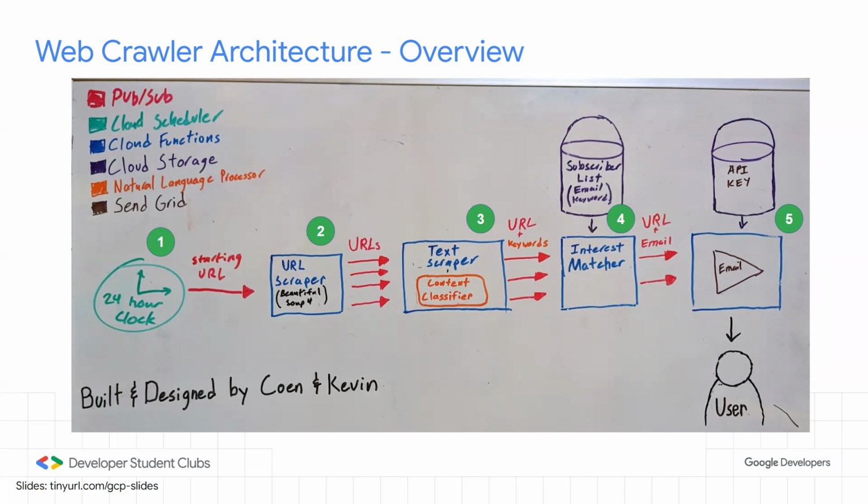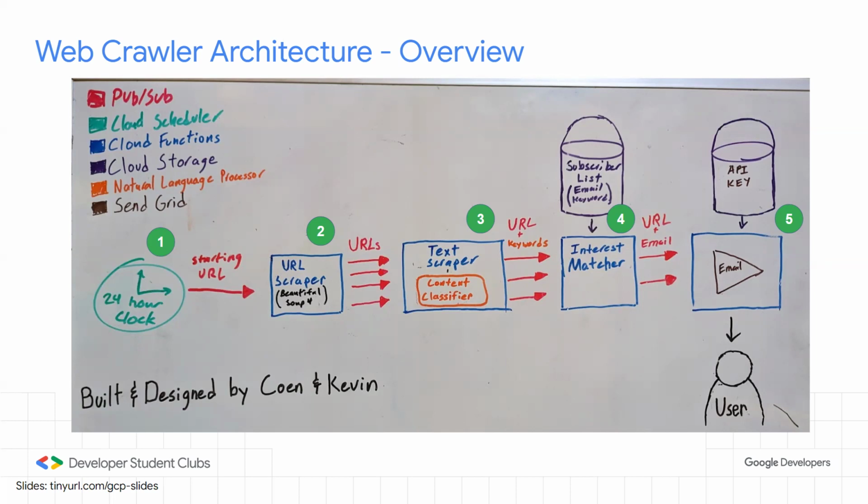Step 4 is when we connect those topics to users. So if you guys remember, I mentioned that if you're interested in all news related to sports, you can put that into our cloud storage. It'll read that and identify whether any of the articles that we just looked at match your interests. If so, we pass it on to step 5.